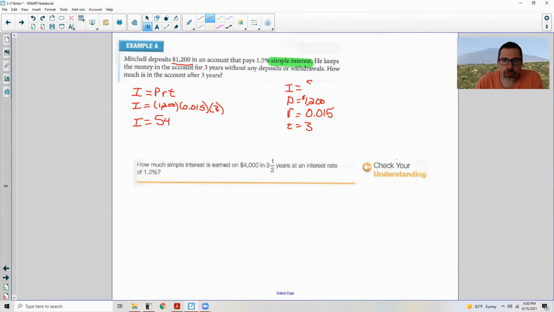So the interest is $54. And that is what the question asked. How much is in the account? Oh, it's not asking that. So I always go back and read what the question asked. How much is in the account after 3 years?